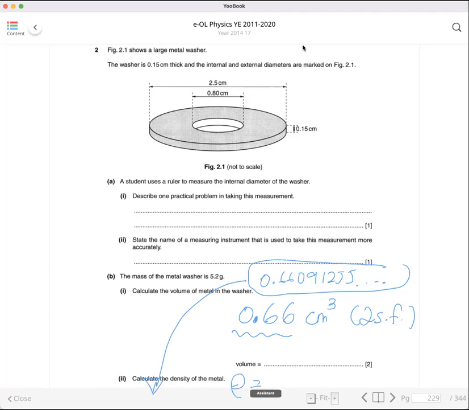So density is equal to mass over volume. Your mass in this case is 5.2 grams. Your volume will be the 0.66091255 and so on. And from there, you can get the answer. Yiting, can you redo your part 2 and tell me what's your answer?